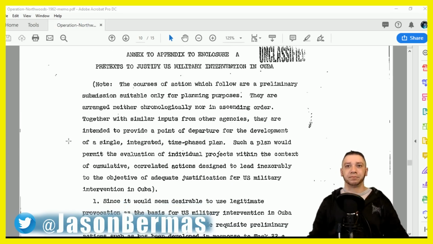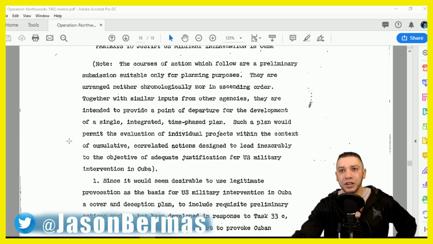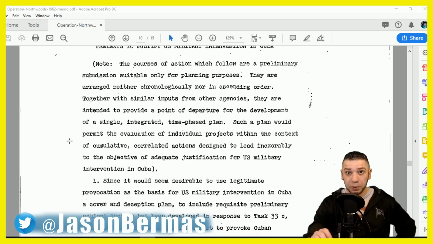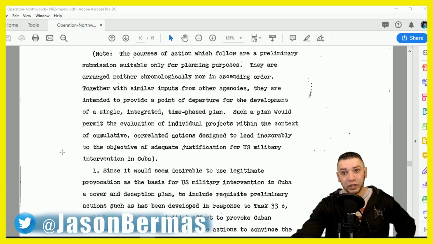So here we are. These are the pretexts. Are we ready? Are we ready? The courses of action which follow are preliminary submissions suitable only for planning purposes. They are arranged neither chronologically nor in ascending order. Together with similar inputs from other agencies, they are intended to provide a point of departure for the development of a single integrated time-phase plan. Such a plan would permit the evaluation of individual projects within the context of the cumulative, correlated actions designed to lead inexorably to the objective of adequate justification for U.S. military intervention in Cuba.